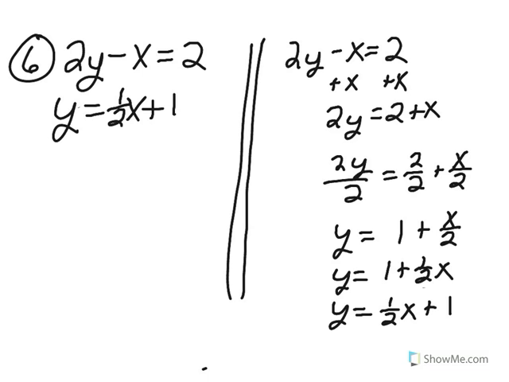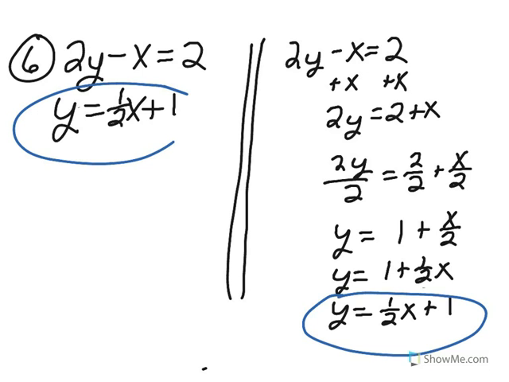By taking the first equation and rewriting it, we can see that the two equations are exactly the same. Therefore, they're the same line, and they are consistent because they intersect everywhere. Please pause the video and copy this into your notes.